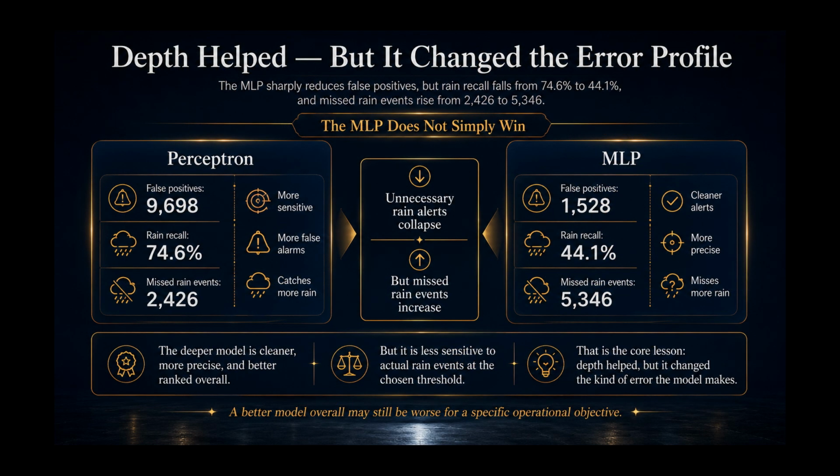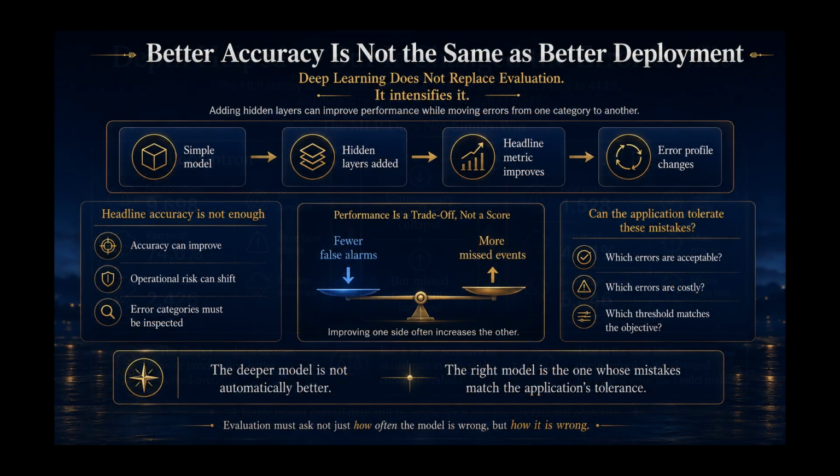Depth helped. The MLP captured nonlinear interactions among humidity, temperature, and pressure that the single straight boundary could not represent. But depth did not remove the need to define the operational objective. For alert fatigue, the MLP may be better because it avoids too many false alarms. For safety-critical planning, the Perceptron may be better because it catches more rain. And for deployment, the right answer may be neither default threshold. It may be threshold tuning against a real cost function.